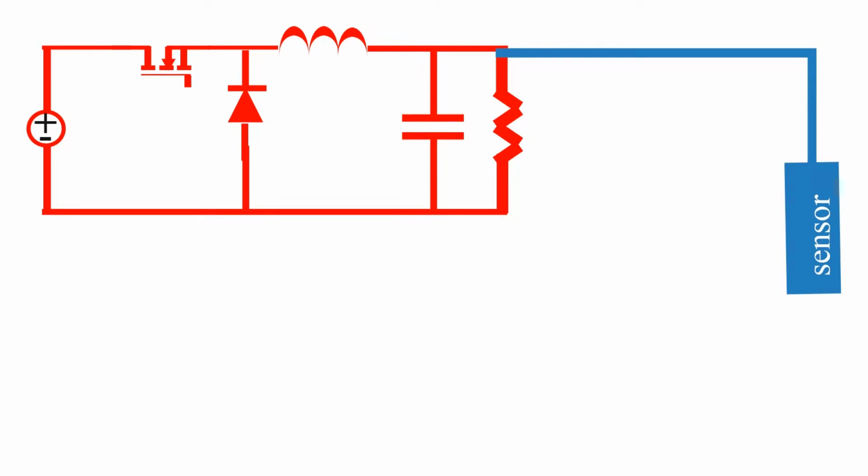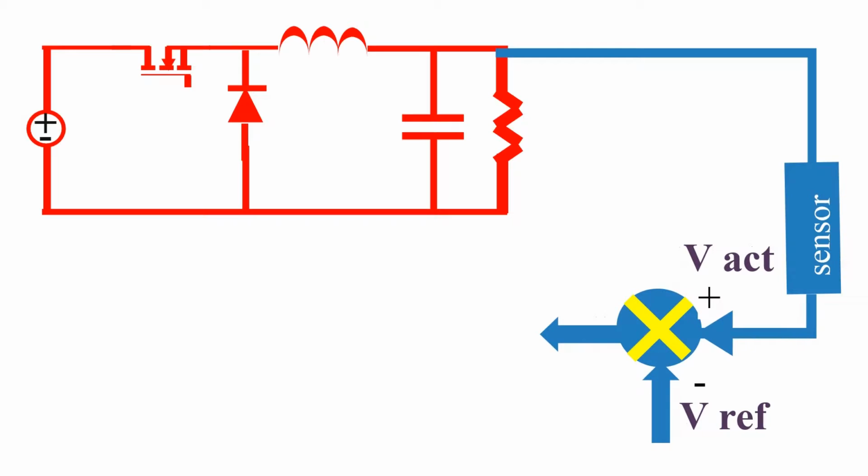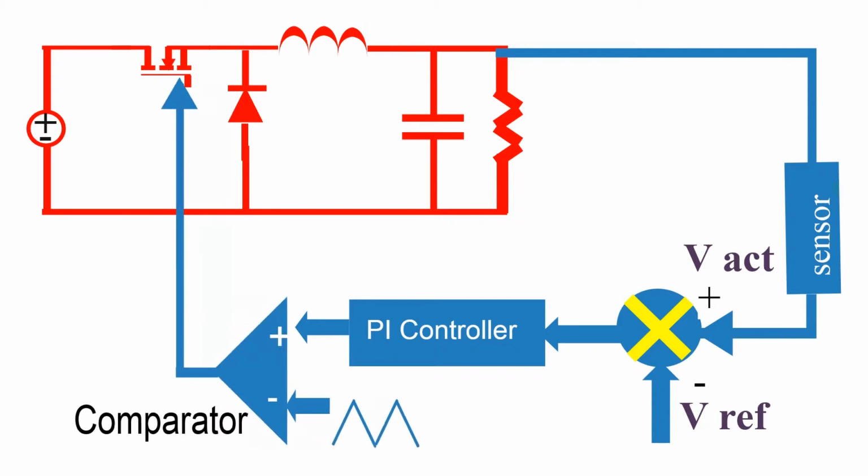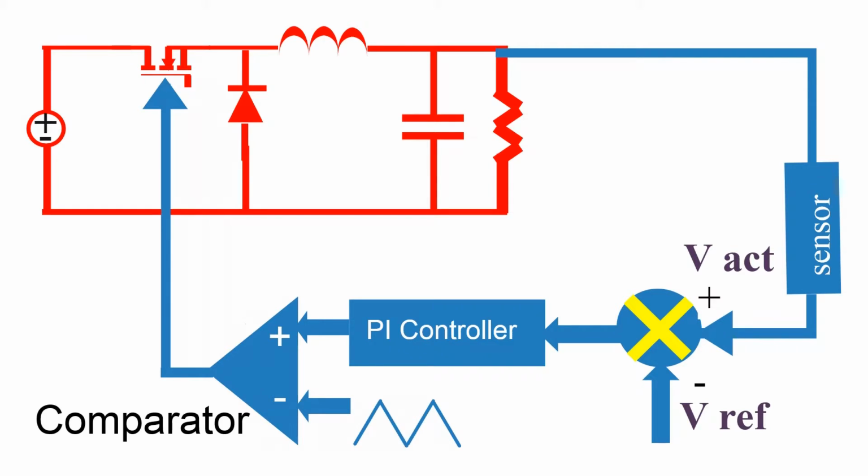Now we need a summer block to find the error, and the error is fed to the PI controller. We will look into the details of PI controller later. Finally, we need a comparator, which generates the PWM signals for the MOSFET. High frequency carrier signal is fed to the negative terminal of the comparator. This completes the closed loop buck converter.